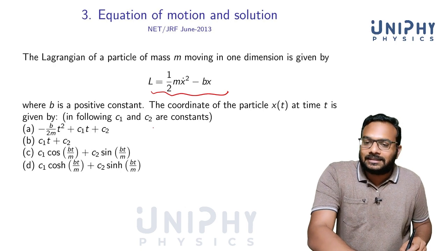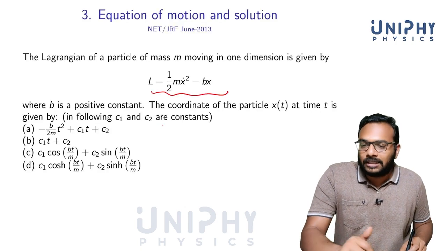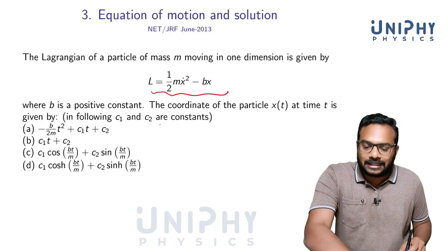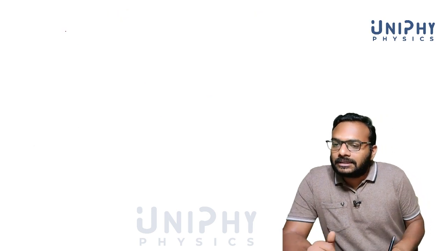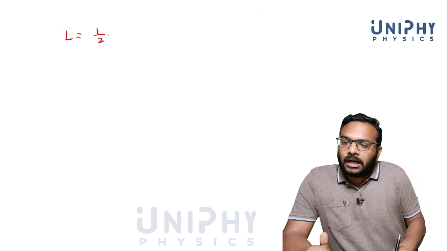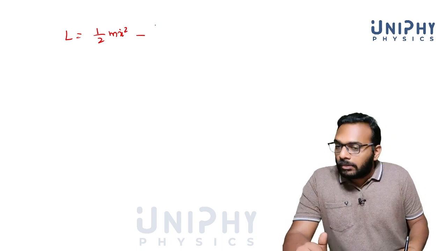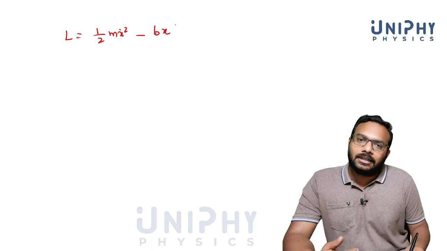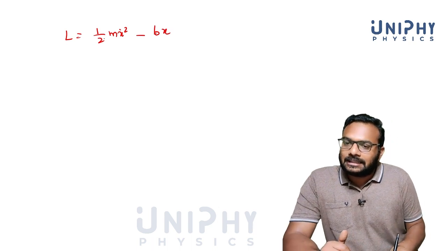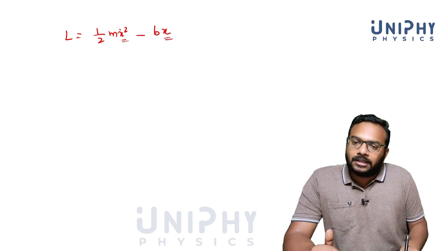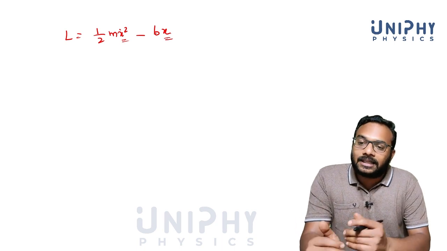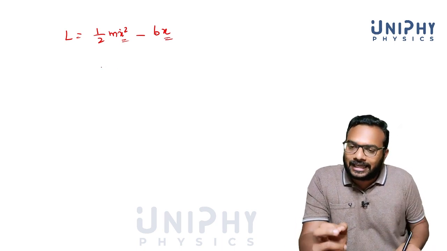So, this is a simple problem, and let's see how these things are done, what it exactly means. We have got L equal to half m x dot square minus b x. Now, let's write down the equations of motion. We have just one coordinate here, so we'll get an equation governing the time evolution of this coordinate x.